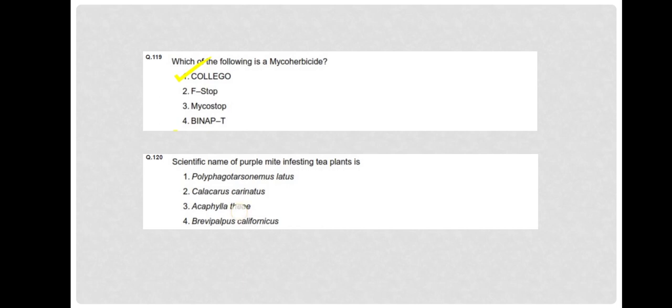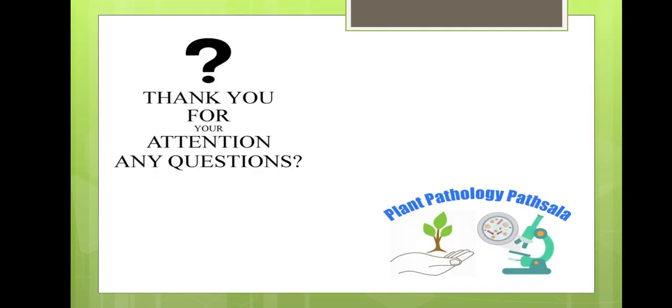Scientific name of purple mite infesting tea plant is, answer is Calacarus carinatus. Okay. So this is the scientific name of purple mite infesting the tea plants. So this is the end of this video. We have discussed 120 questions from pathology, entomology, nematology and sericulture section. Rest 80 questions we will discuss in a separate video.